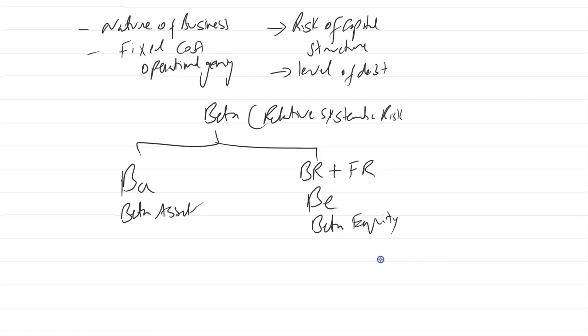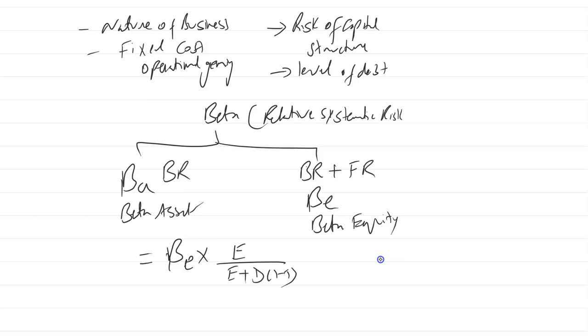So beta equity has two risks, but beta asset has only business risk. So that means beta equity is greater. If we remove the financial risk from the beta equity, the remaining will be the beta asset. E stands for market value of equity, D stands for market value of debt. You can calculate beta asset or beta equity using this equation. But remember one thing, beta equity will always be used in CAPM. In CAPM, you will always use the beta equity.